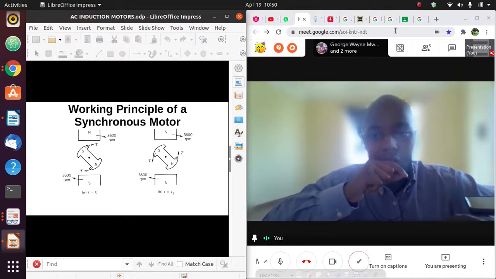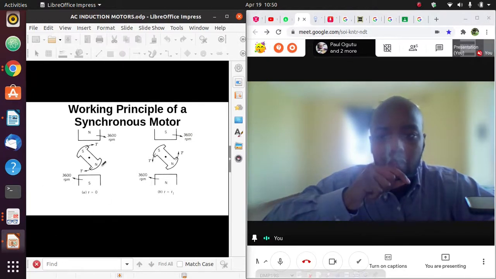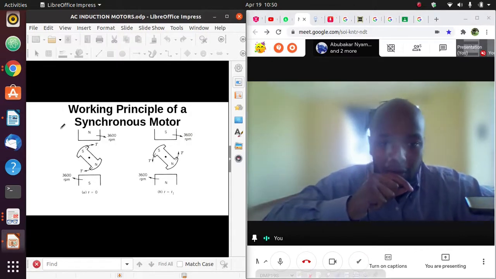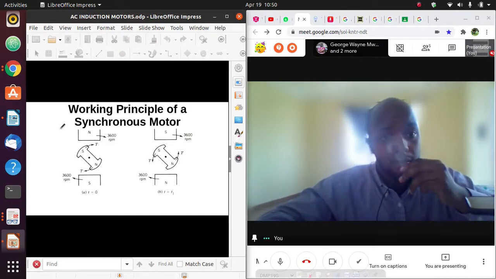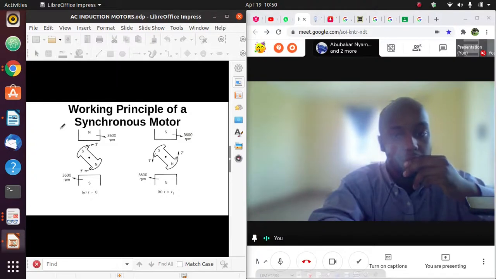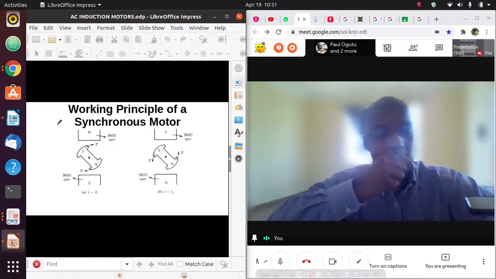Now, this is a diagrammatic representation that shows how a synchronous motor usually is. We have the rotor, the poles. You have the poles of a rotor and you have the poles of the stator. I don't know if you understand when I say stator and rotor. Mnaelewa namaanisha nini? Do you understand when I say stator and rotor? Do you understand what I am saying? Are we together? Because I don't know if you can hear me.